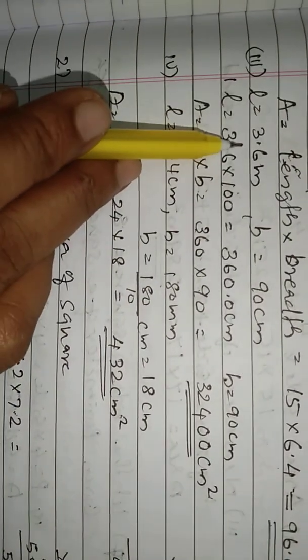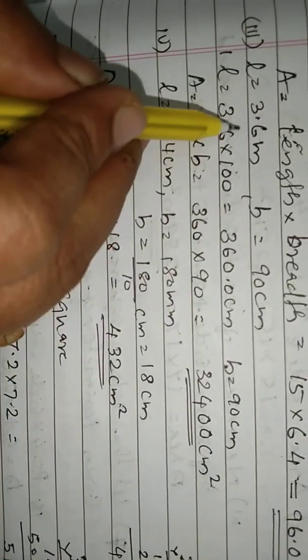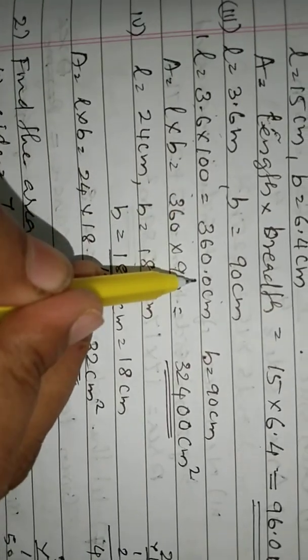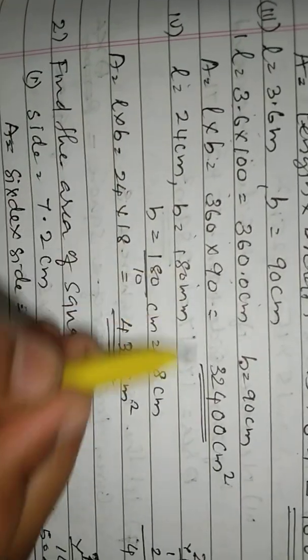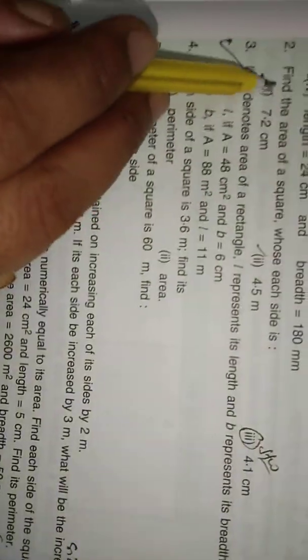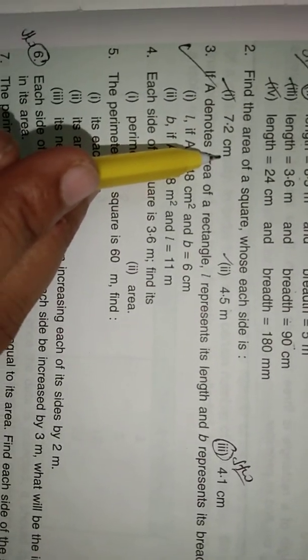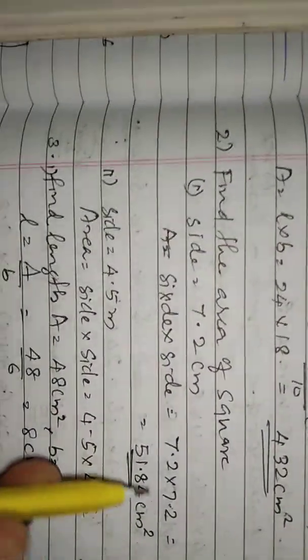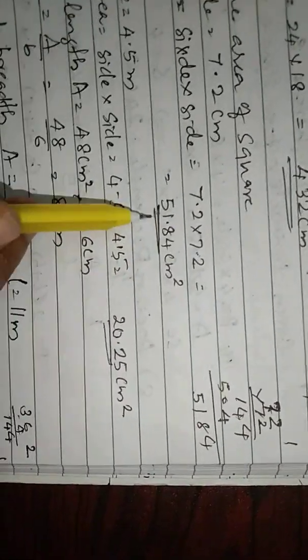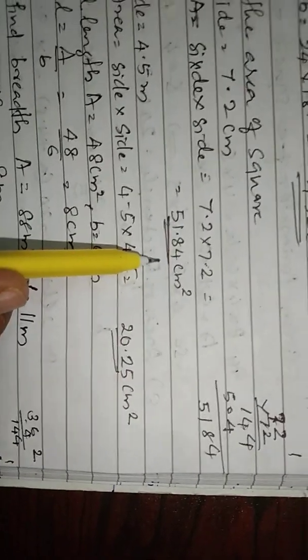The third question: length is 3.6 meter and breadth is 90 centimeter. 3.6 meter means 3.6 into 100, 360 centimeter. So area equals length into breadth, and we can find the answer. Moving to the second set of questions: find the area of a square whose side is 7.2 centimeter. The formula is area equals side into side, 7.2 into 7.2. We multiply 72 into 72, we will get 5184, and with 2 decimal points, that means 51.84. You can do the remaining questions also in the same way.